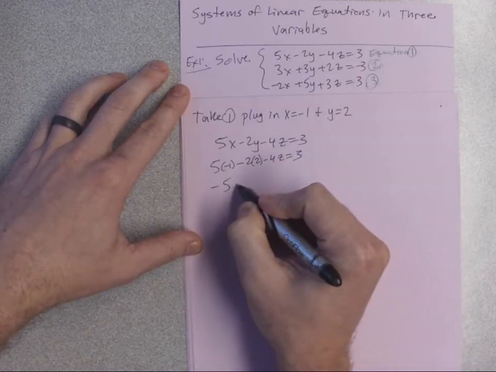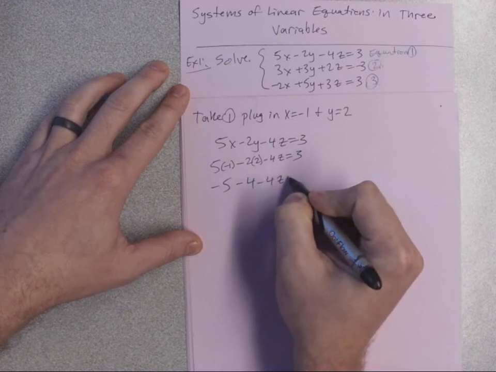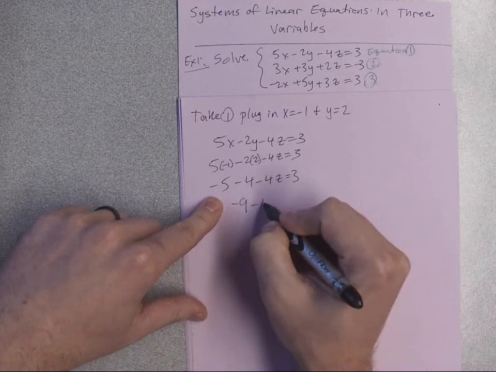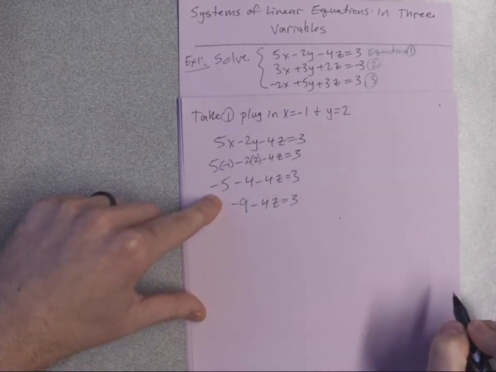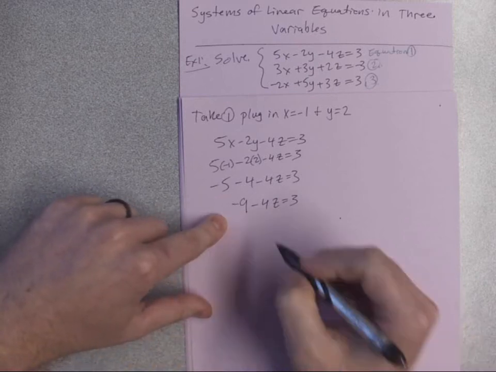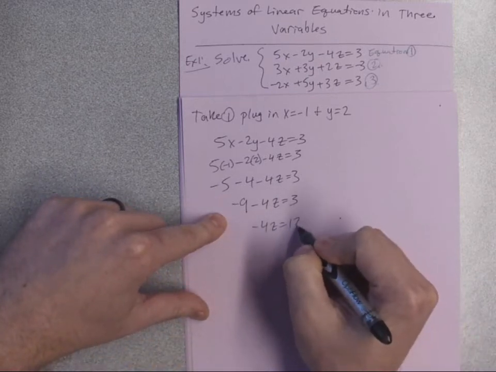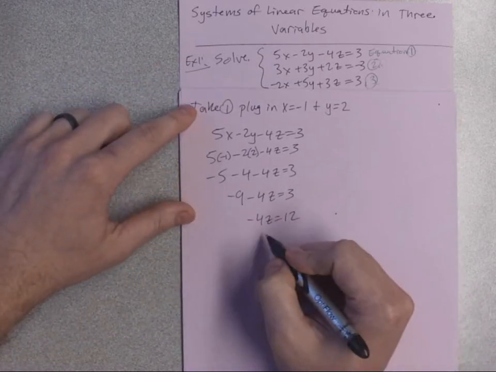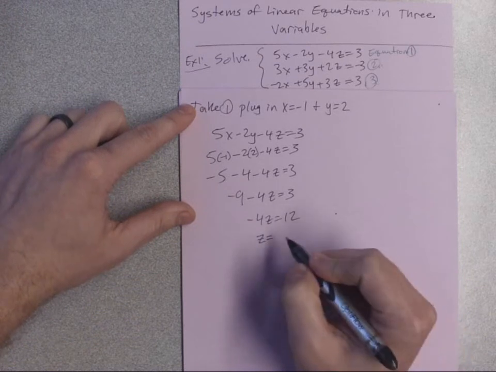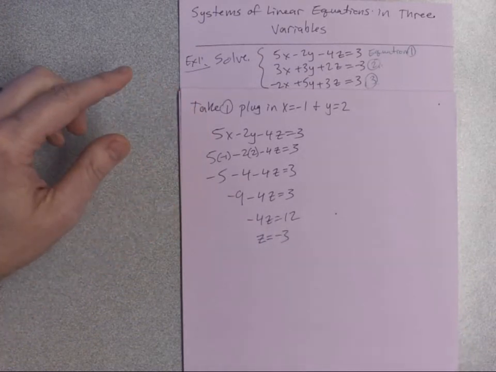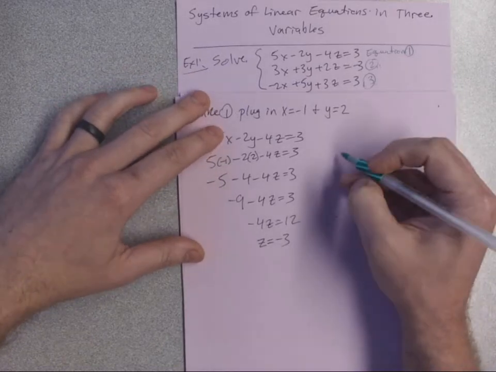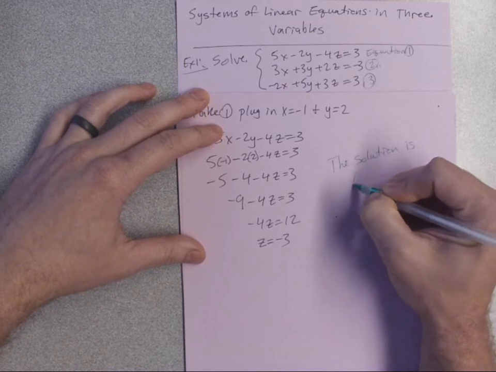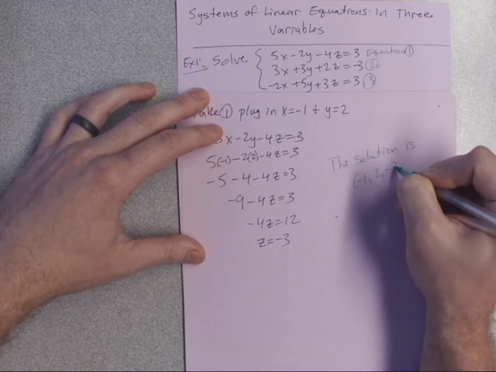Simplifying gives you negative 5 minus 4 minus 4z, which is equal to 3. Add these together gives you negative 9 minus 4z is equal to 3. Add 9 to both sides. That gives you 12. So negative 4z is equal to 12. And then divide both sides by negative 4, and you get z. So z is equal to negative 3. So your solution is negative 1, 2, negative 3.